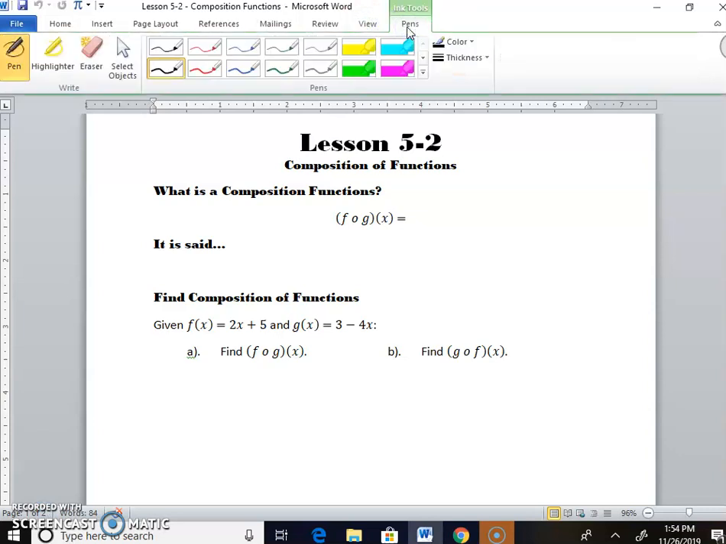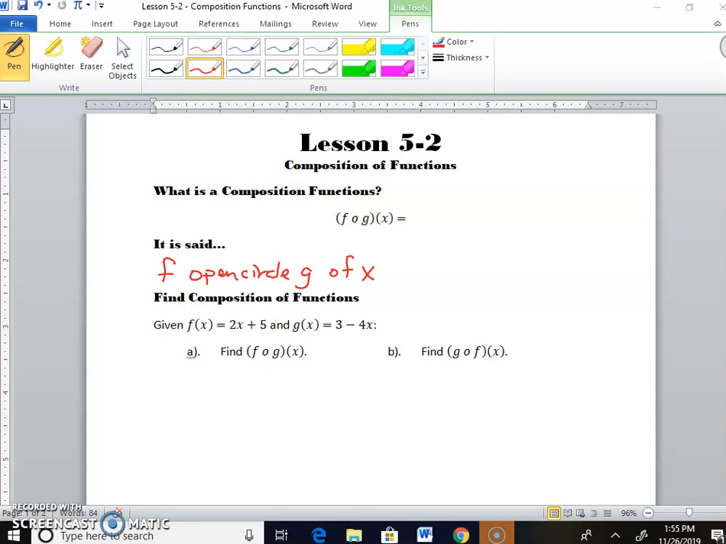if you guys read right up here, it says, what is a composition function? We have this here. Down below where it says it is said, I want you guys to write. This is where we'll figure out how it is said. This up here is said, f open circle g of x. Okay? So when I read through this here, we're just going to call that open circle.